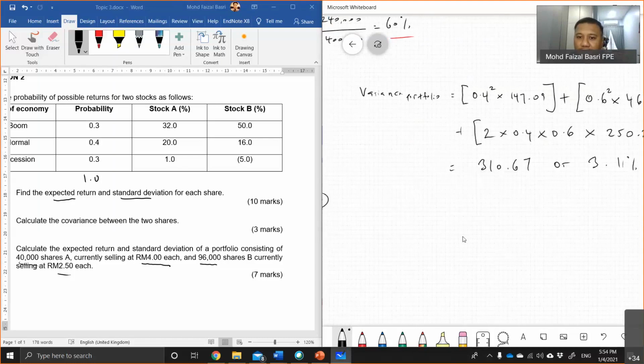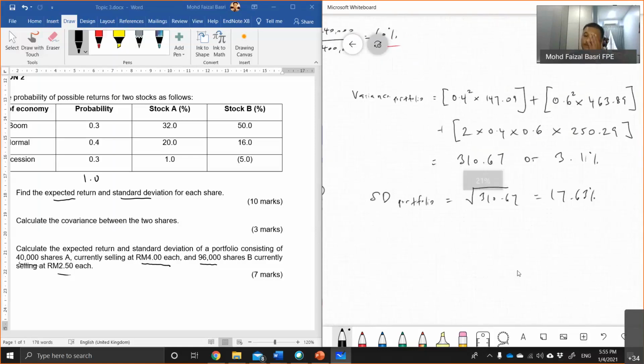And to find the standard deviation of the portfolio, simply square root 310.67. So you get 17.63%. Okay, 17.63%. So this will be our final answer for the question.